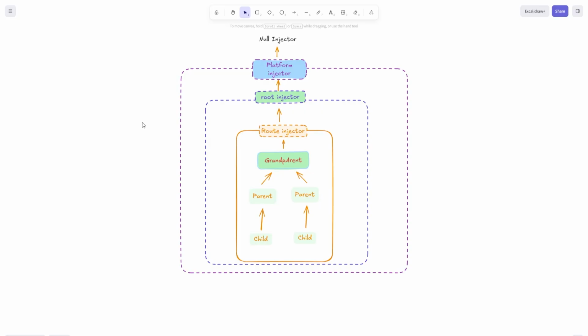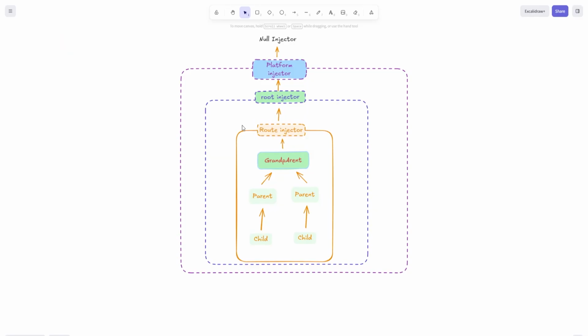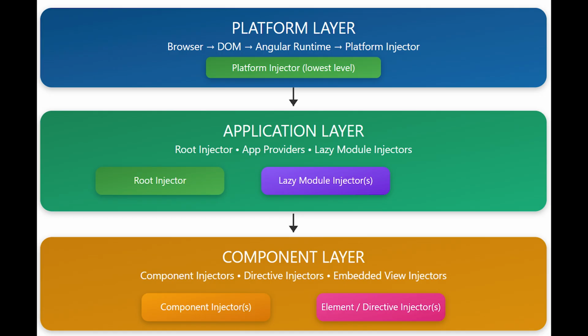Here you can see that environment injectors include the root environment injector, the platform environment injector, and the null injector, which comes last in the chain. Actually, there is one more environment injector, and this is the route injector. We will demonstrate this later in the video. Environment injectors start with the application. For example, the root injector is instantiated during the bootstrap phase and provides dependencies to the whole application.